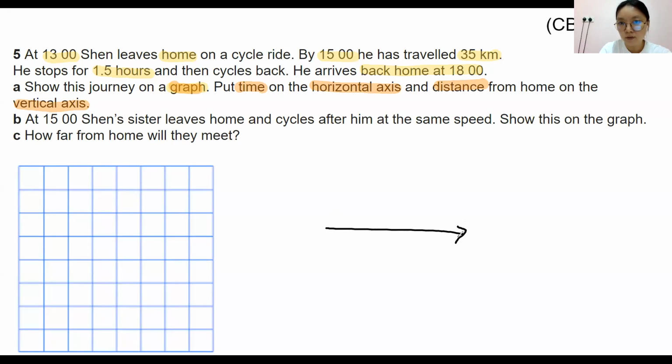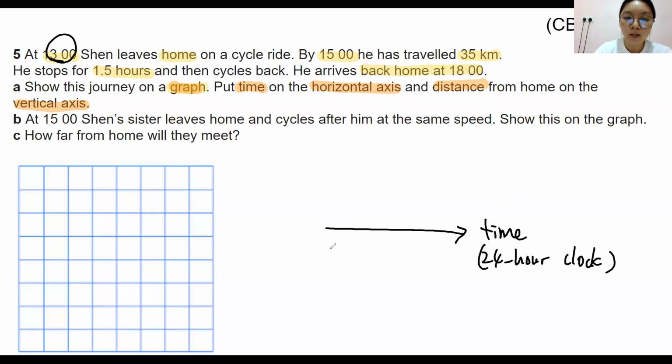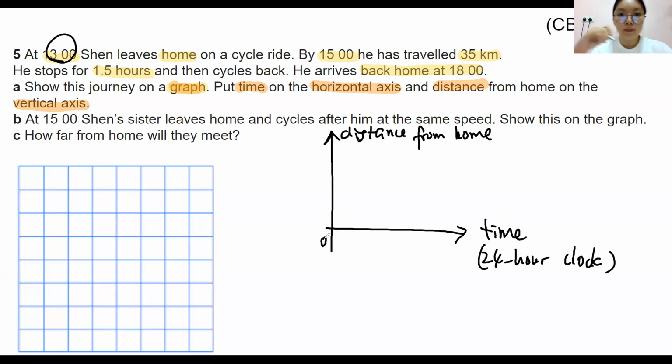So I have my horizontal. Let's put time there. And what is my unit? Oh, this is 24-hour clock. Put a bracket to indicate the units. And then on my vertical axis, I have my distance from home. So I can predict that my home is labeled as 0, and it increases from there. And then the distance here is measured in km. That is the only unit here.